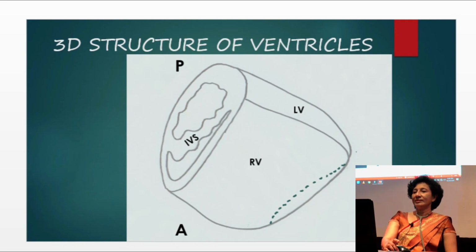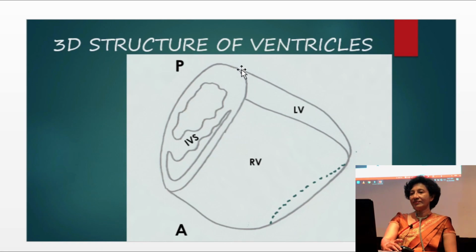Now, this diagram shows the three-dimensional structure of the ventricles. This is posterior towards the spine, this is anterior towards the sternum. In this diagram, both atria and atrioventricular valves are dissected. So what you can see anteriorly? The right ventricle. Then behind, the interventricular septum and interventricular groove. Then far behind, the left ventricular cavity, and then the posterior wall of the left ventricle.